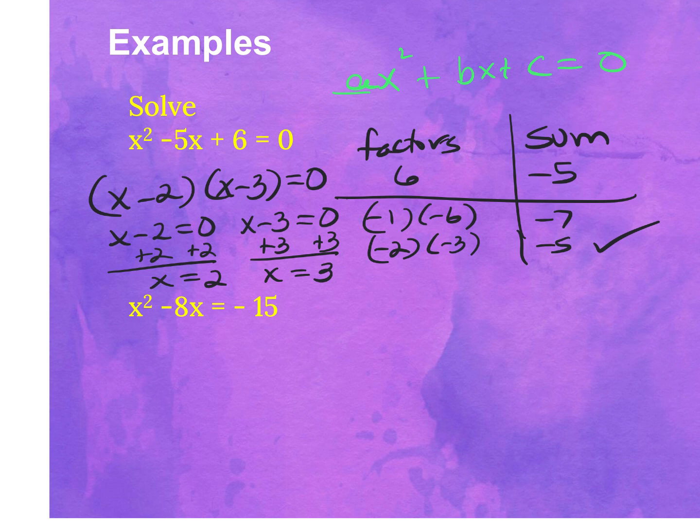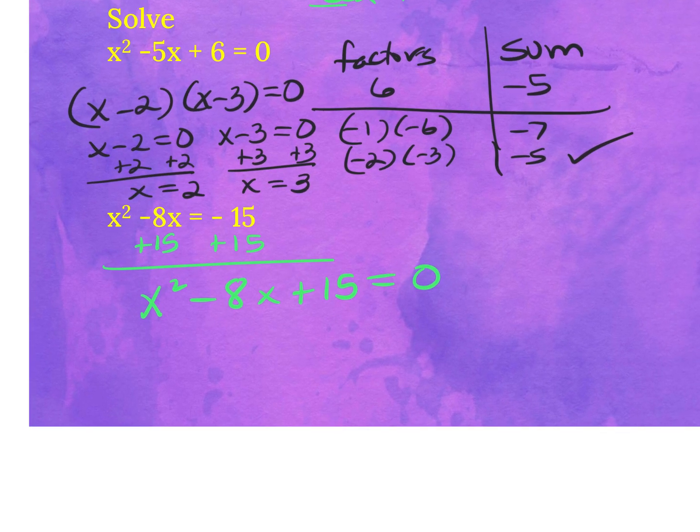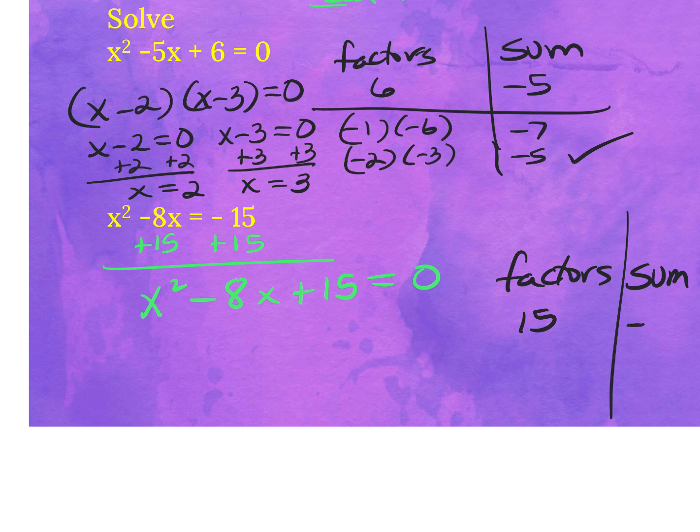Remember, it needs to be set equal to 0, so I need to get it into standard form. So I need to add 15 to both sides. And now I have x squared minus 8x plus 15 equals 0. So now I'm looking again, nice and easy. I'm looking for factors of positive 15 that will sum to give me that b term, which is negative 8.